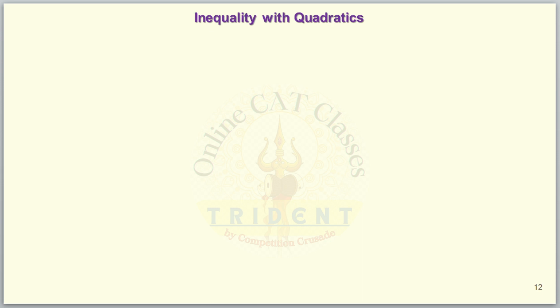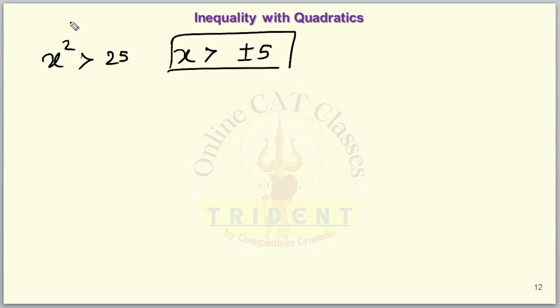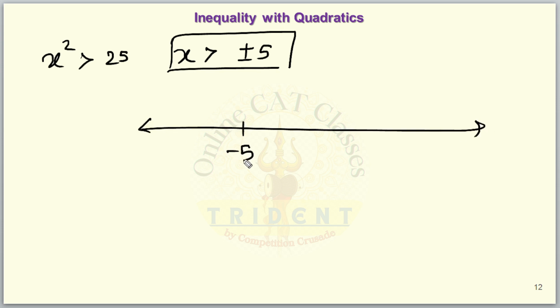Let's go to the next idea, which is inequalities with quadratics. Let's say we have a quadratic x square that is greater than 25. Now obviously x is greater than plus or -5 in this case. We will transpose the square to the RHS, make it a square root, and so on. Let's jot the critical points -5 and 5 on the number line. Take any point beyond 5.